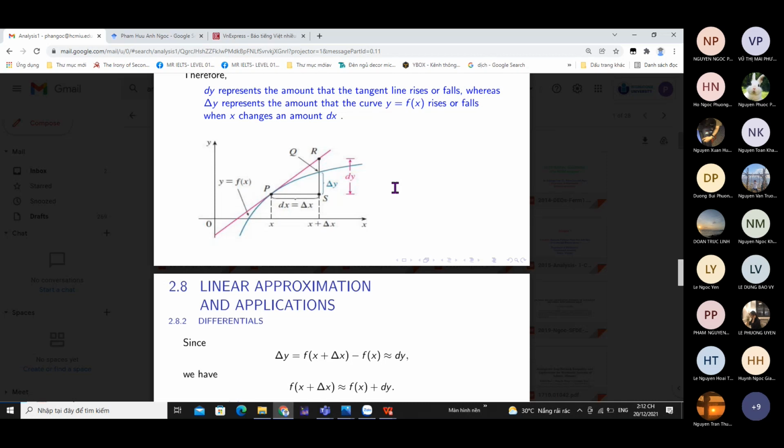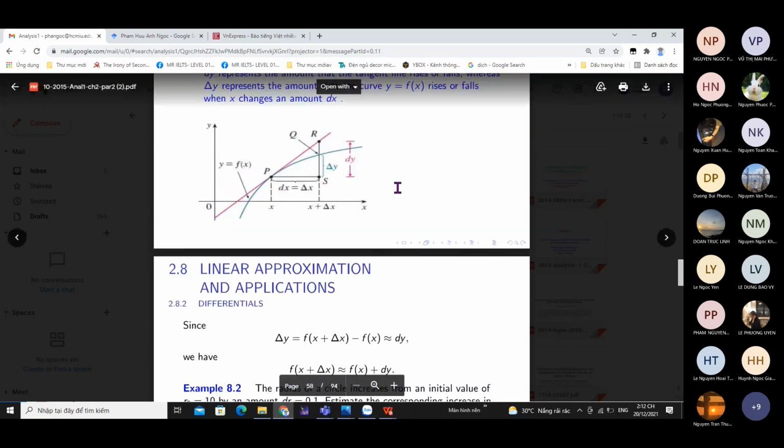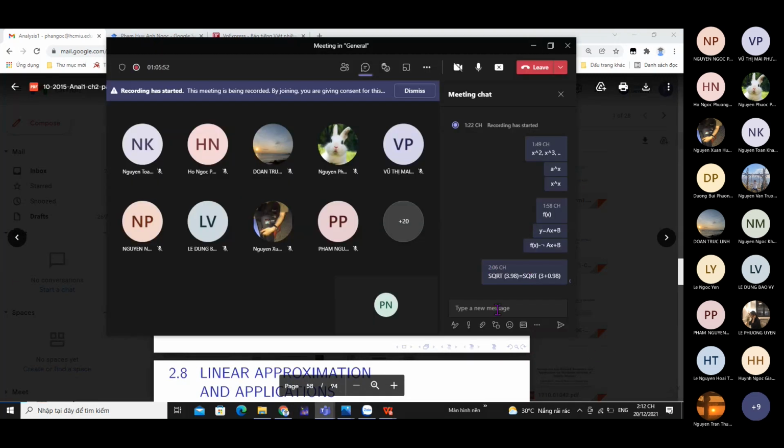Okay? The concept of the differential of a function of one variable is very important. We use it in differential equations. And it has some basic properties. We have the following properties of the differential of functions of one variable. The differential of f plus g equals df plus dg.